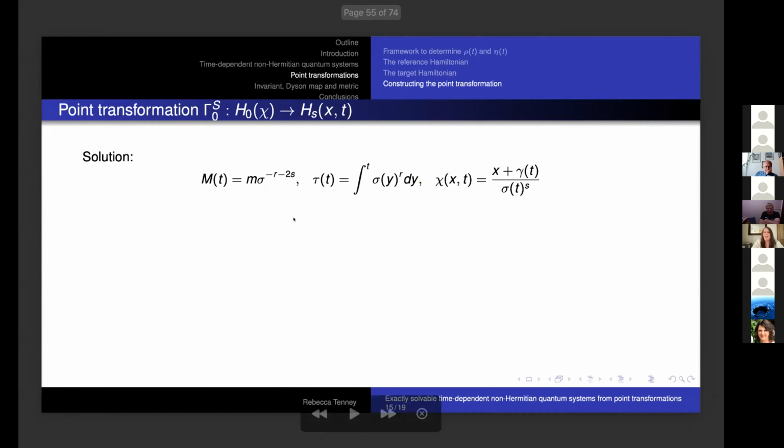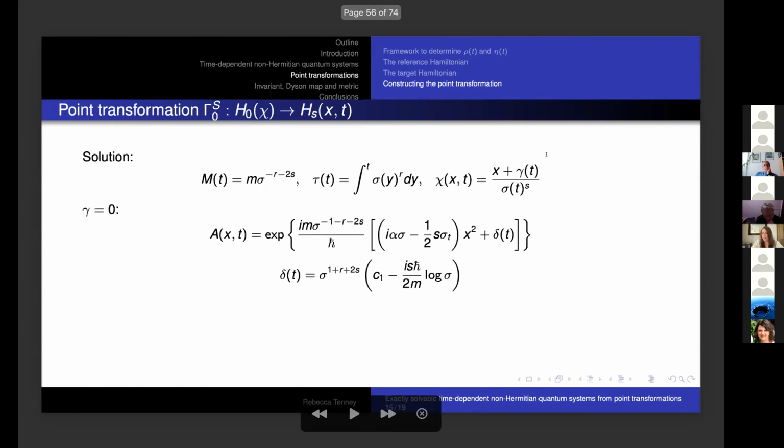Firstly, we find that we have to parameterize our mass like this, where sigma is some auxiliary function, which I'll talk about later on. Tau becomes this, and our chi here is this function where gamma is just an integration constant, which I'm now going to set to 0 because it makes it much easier to explain and have everything on the slides. A function here is given by this, where delta is again an integration constant.